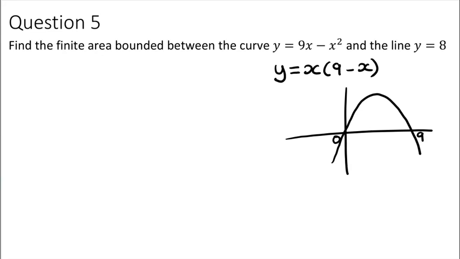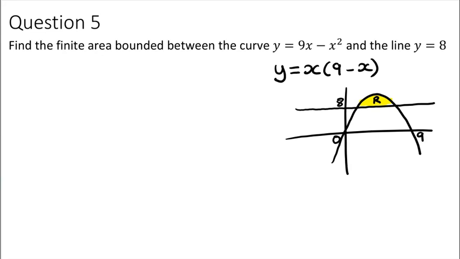And we're going to look at where it crosses the line y equals 8, which is going to be somewhere here. It's just a horizontal line that goes through 8. You can check, by the way, that the line is going to be below the maximum point of the curve, because if you substitute in x equals 4.5 into the equation of the curve, you'll see that the maximum point is greater than 8. So what we're trying to do is find this area here. Let's call that R.